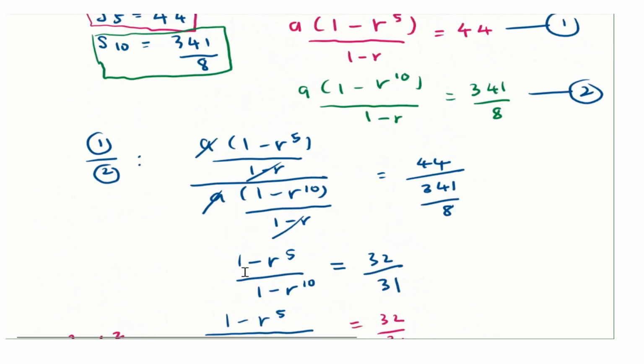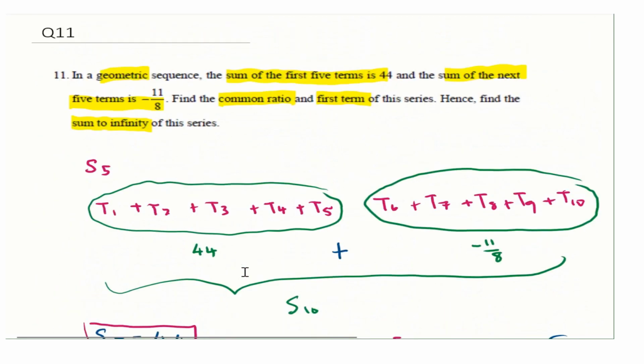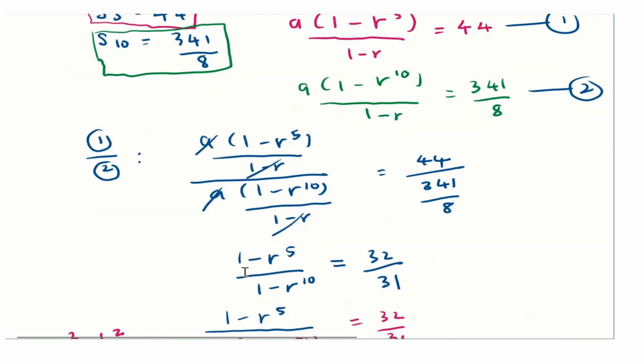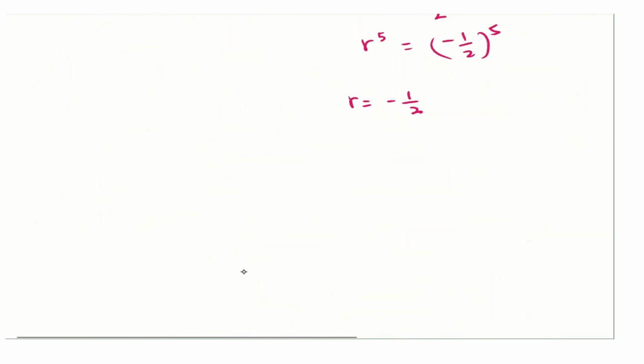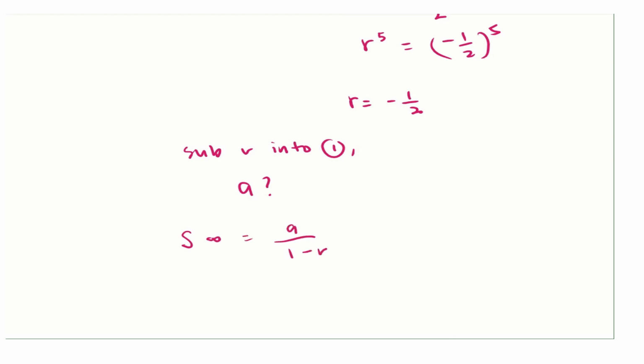Then you have to substitute to find a. So this is what Madam leaves for you to find a. Substitute R into, let's say, equation 1, to get a. Then you find the sum to infinity, whose formula is a over 1 minus r, just substitute. This you can also find.